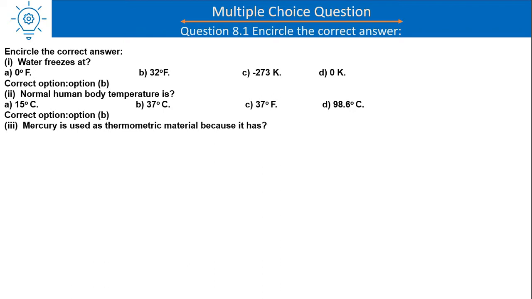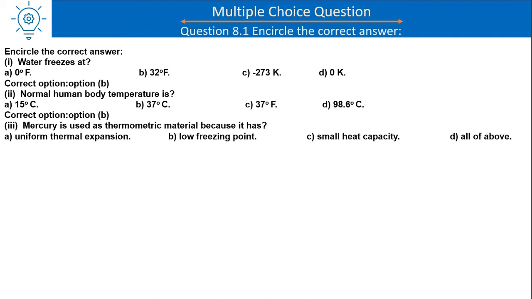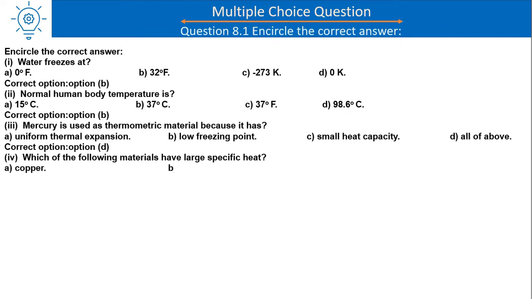Number 3, mercury is used as thermometric material because it has uniform thermal expansion, low freezing point, small heat capacity, or all of above. So the correct option is option D, all of above. Number 4, which of the following material have large specific heat? A, copper, B, ice, C, water, D, mercury. So the correct option is option C, water.